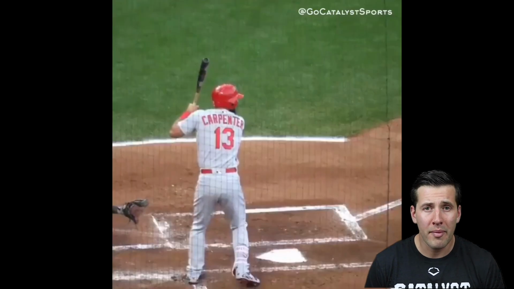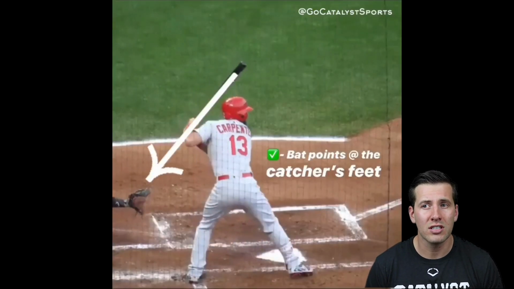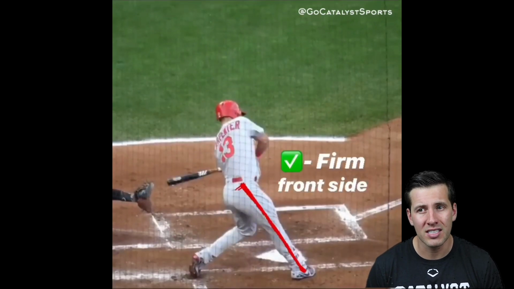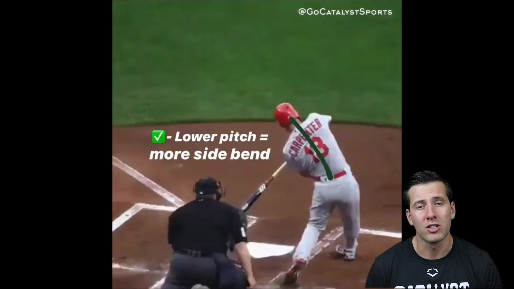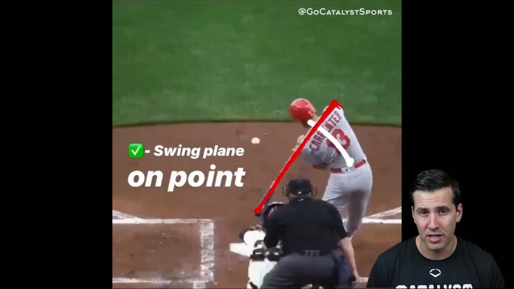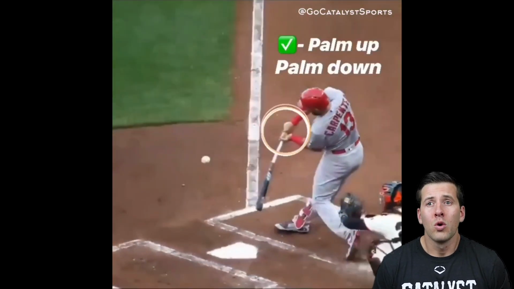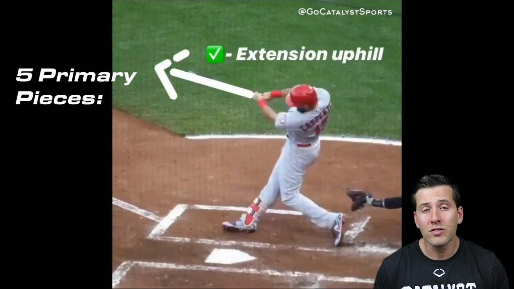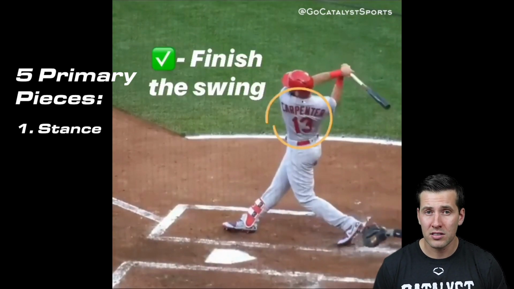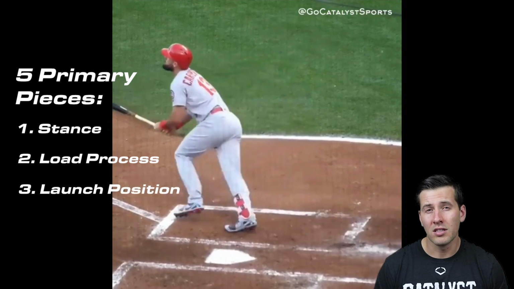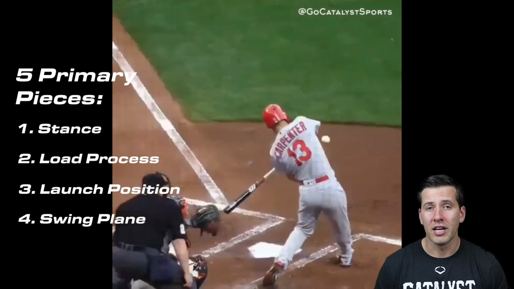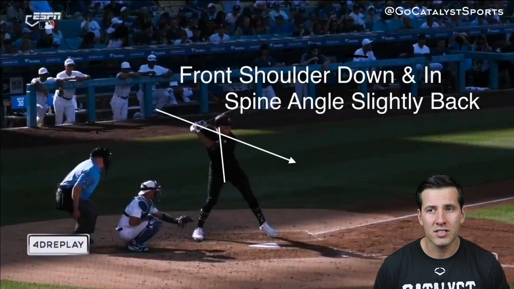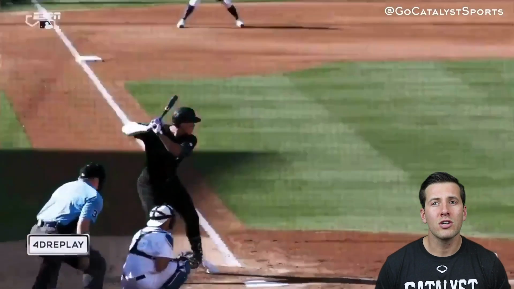Now, from that massive sample size, start to distill down what are the mechanics of these elite level hitters that seem to be the same or very similar among the overwhelming majority. So as a little guide, when we look at the swing, we break it down into 5 overarching pieces. Those 5 pieces are going to be the stance, our load process, then the launch position, our swing plane, and then the finish.